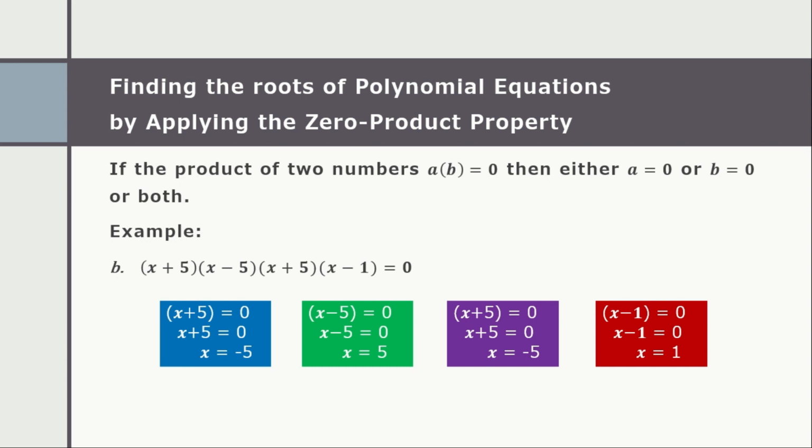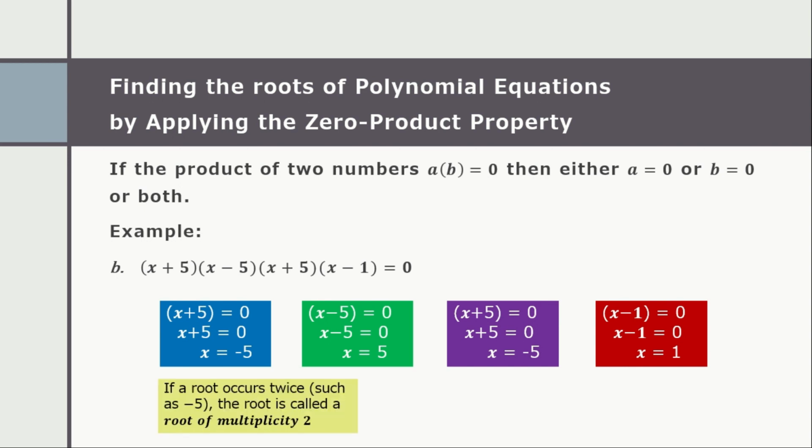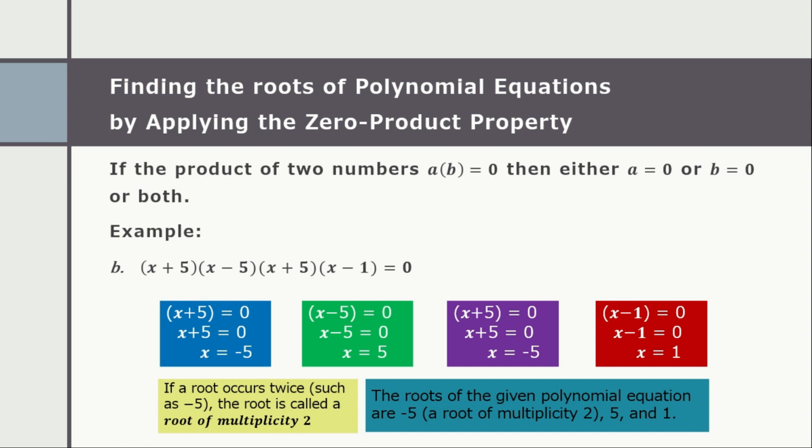Notice that negative 5 occurs twice. If that is the case, if a root occurs twice, such as negative 5, the root is called a root of multiplicity 2. If it occurs thrice, the root is called a root of multiplicity 3. Therefore, the roots of the given polynomial equation are negative 5, a root of multiplicity 2, 5, and 1.